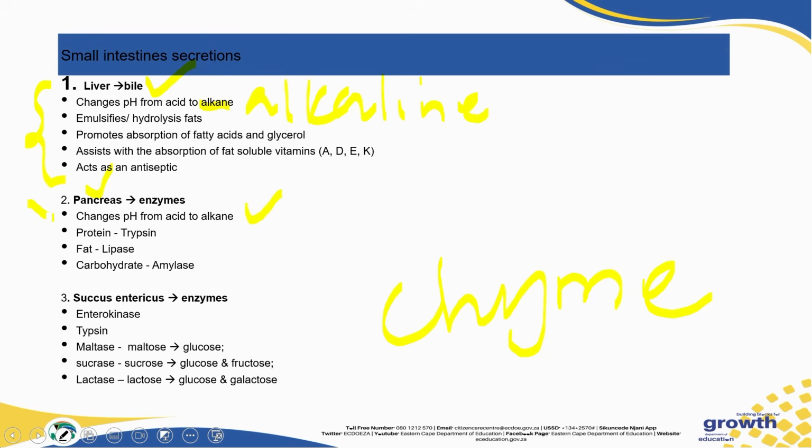And then the pancreas. The pancreas secretes enzymes. Three enzymes are secreted by the pancreas. The enzymes that the pancreas secretes digest the three components of a feed. Fats are digested by these enzymes. Protein is digested by these enzymes. Carbohydrates are digested by these enzymes.